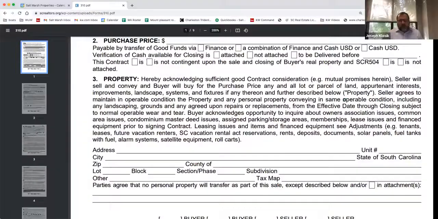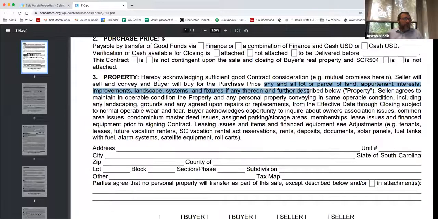So let's go to the fun part of the paragraph, which is talking about the property that is being sold. This is one that's causing a lot of fun, we'll just put it that way, for us over the days. This is the description of the property that's being sold. A couple things are important to talk about. Any and all lot or parcel of land, appurtenant interests, improvements, landscapes, systems, and fixtures, or anything else further described below in property.